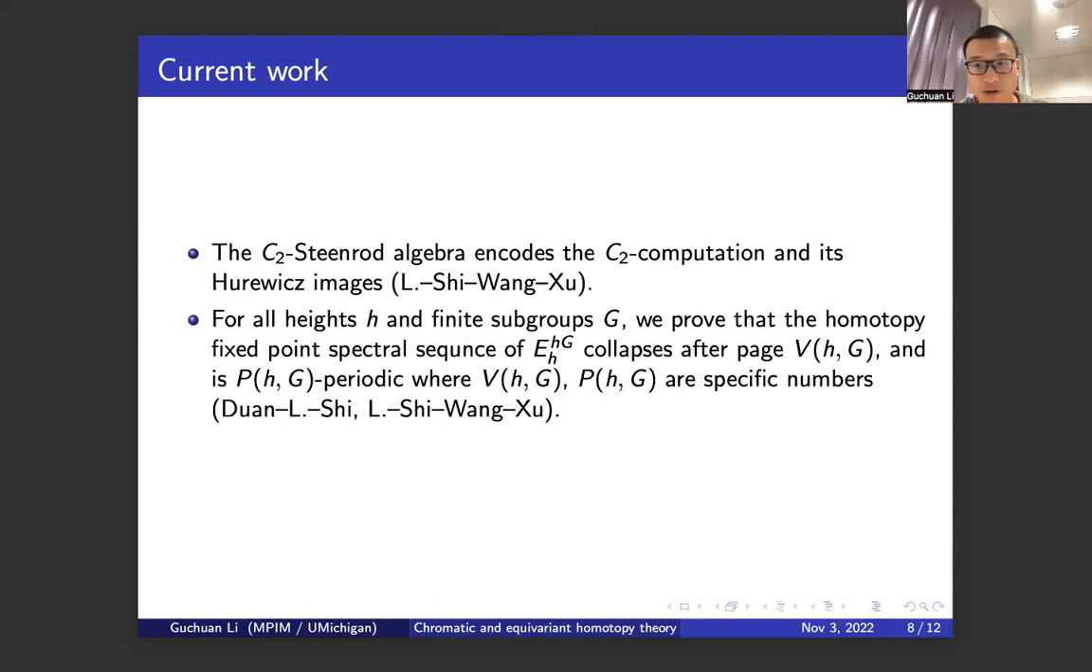The next step is finite subgroups. For all heights and all finite subgroups, we prove that the spectral sequence computation collapses after a certain page V, and the final answer is P periodic, where both V and P are specific numbers given by formulas depending on H and G. This is joint work with Zhipeng Duan, Xiaolin Danny Shi, Guozhen Wang, and Zhouli Xu.